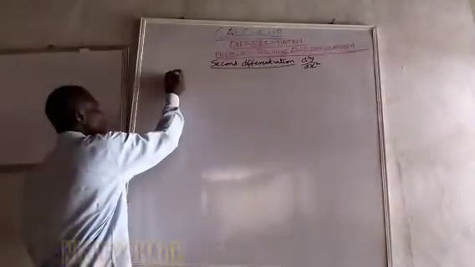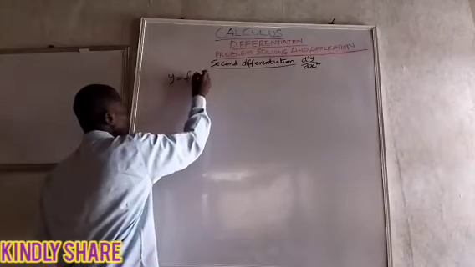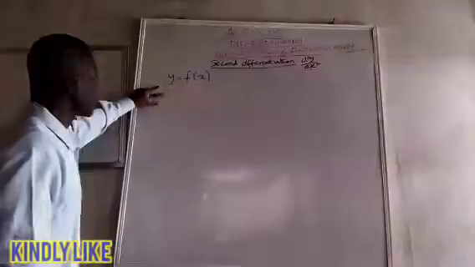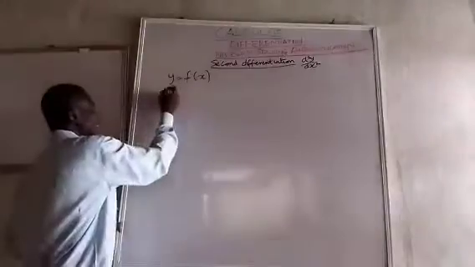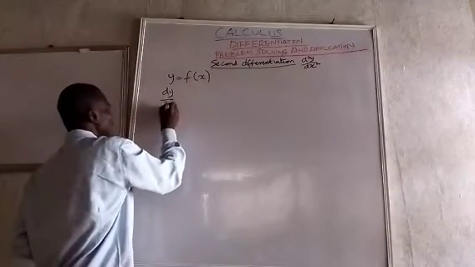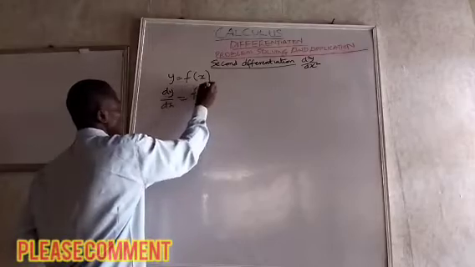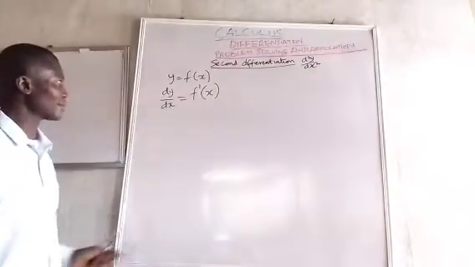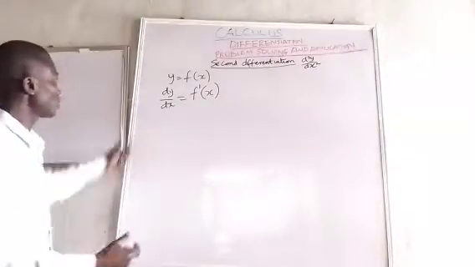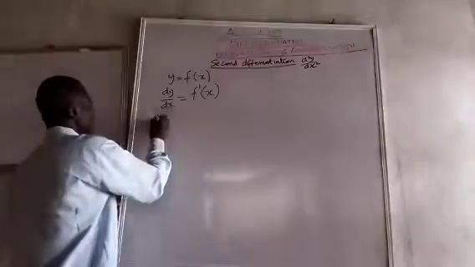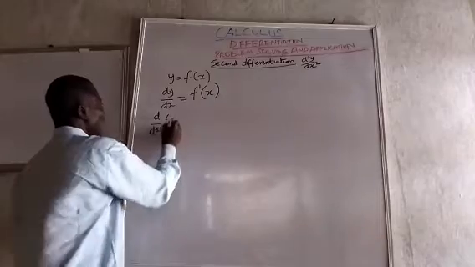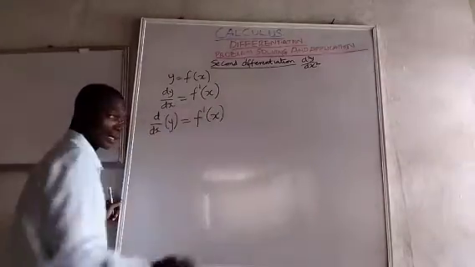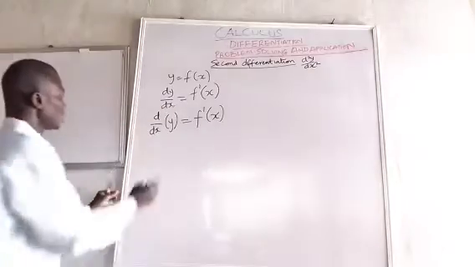Let's say we have a function y equals f(x). And if I have the function y equals f(x), I can differentiate and say dy/dx, it will be f'(x). You can see the notation here. And you know how we got this one? It was d/dx of y. That's how we got this f'(x).